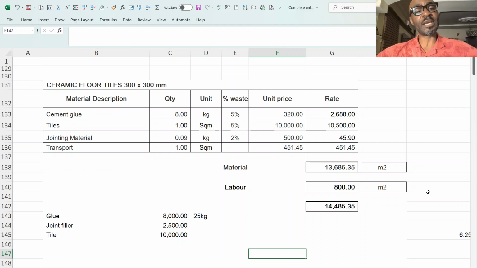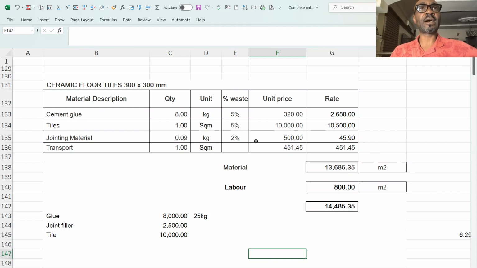on the screeded mortar. The three things that you need for laying the tiles are the tile itself, the cement glue, then the joint filler. Transport, of course, has to be considered because the material is bought from somewhere and transported to the site, because it's an item of cost.